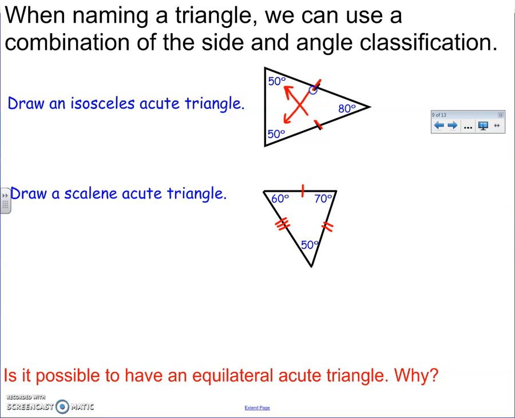I also have a scalene acute triangle. All three angles are under 90, and all three sides are different. That's because all three angles are different. 50, 60, 70 does make 180. Same for 50, 50, and 80. All right, is it possible to have an equilateral acute triangle? Answer is yes. I had one earlier. Remember, equilateral means all three sides are the same, which implies all three angles are the same, which has to be 60 degrees. Is 60 under 90? Yes. Earlier I named the equilateral and acute triangle for the first problem.